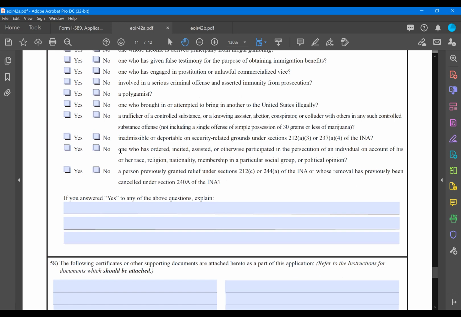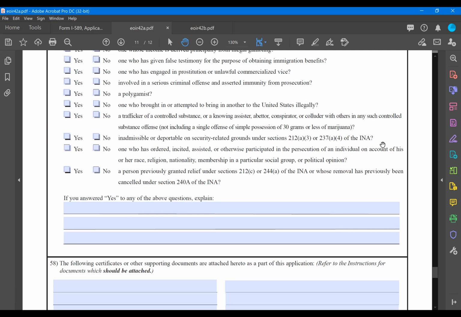This is that question we saw in the I-589, one who has actually persecuted somebody else because of their race, religion, nationality, political opinion, particular social group. Hopefully the answer is no. I've never seen it be yes. These are specific legal sections. Usually these do not apply.